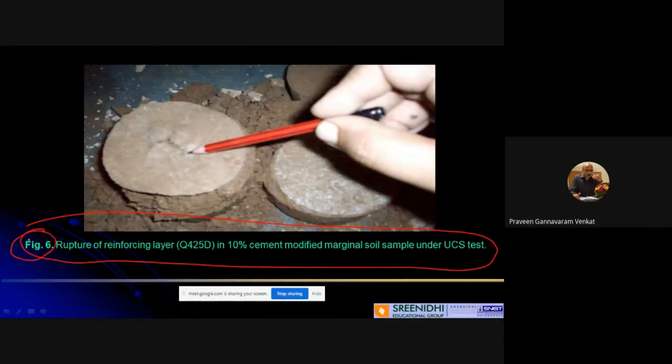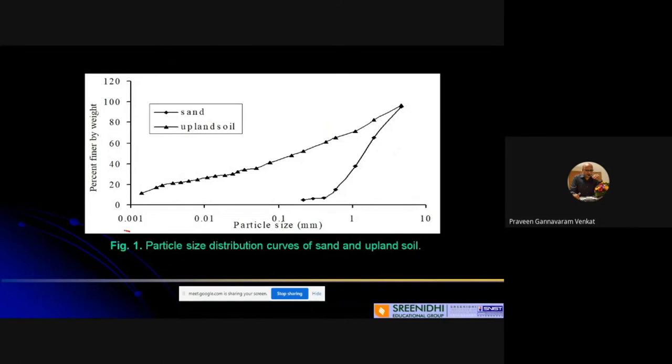So fig one means figure one. If you write the full word figure, no need to put a full stop. So figure six, or you can write fig.6, like that. Whenever you are giving an abbreviation, that abbreviation should end with a full stop. When you are writing the full word, there is no need to mention the full stop. On graphs also like this. So fig one, like that.